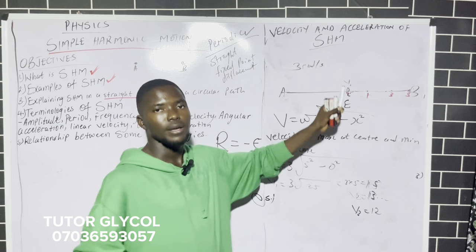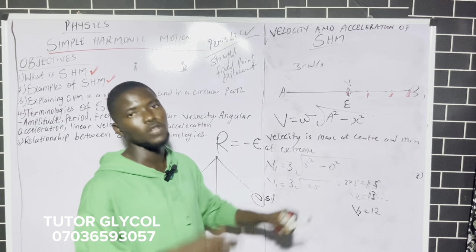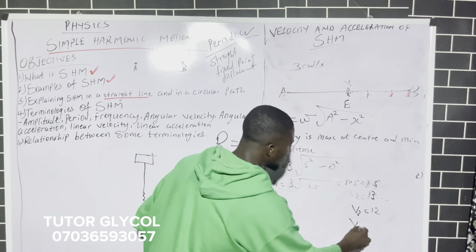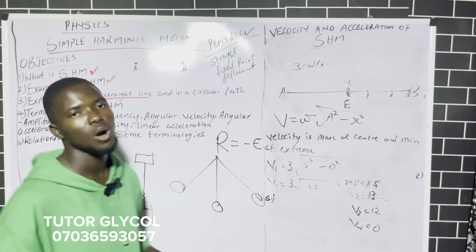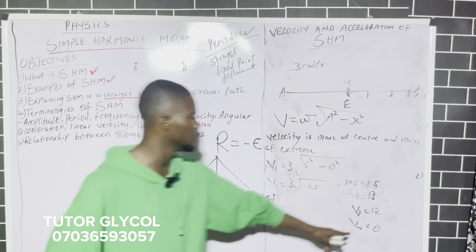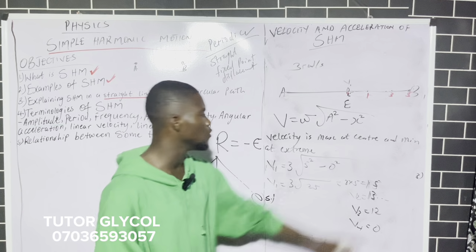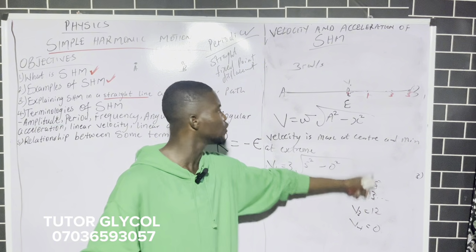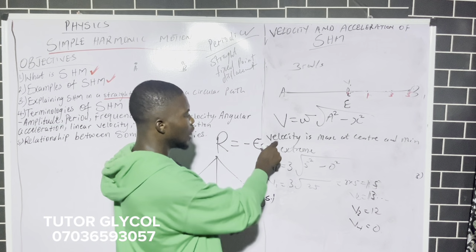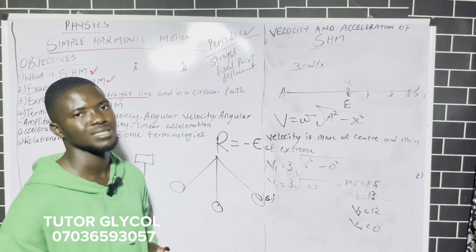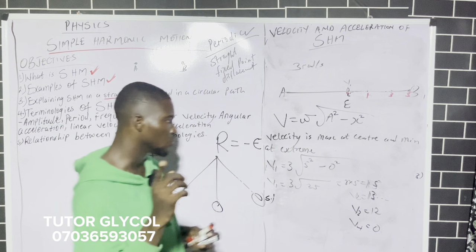And let's go to the last one. x is 5. 5 squared is 25. 25 minus 25 is 0. Root 0 is 0. 0 times 3 is 0. So v4 is 0. Among these, which one has the lowest value? v4. Where is v4? Extreme. Which one has the highest value? 15. That's v1. Where is v1? Center. Velocity is maximum at the center, but minimum at the extreme. I hope that makes sense. Very, very important.